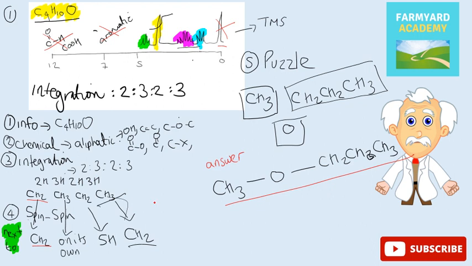So hopefully that's helped. Keep it to the 5 stages. Stage 1 is the info. Stage 2 is the chemical shift. Stage 3 is your integration ratio. Stage 4 is your spin-spin multiplicity, spin-spin coupling. And stage 5 is to make your puzzle pieces.